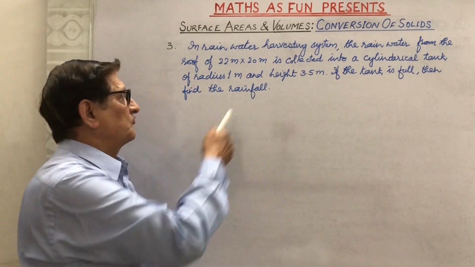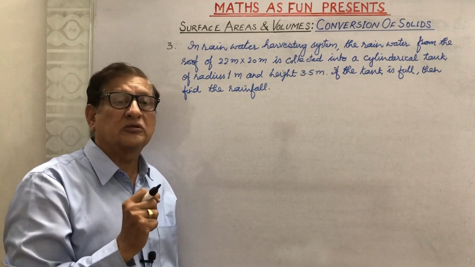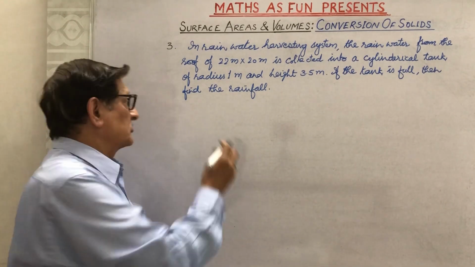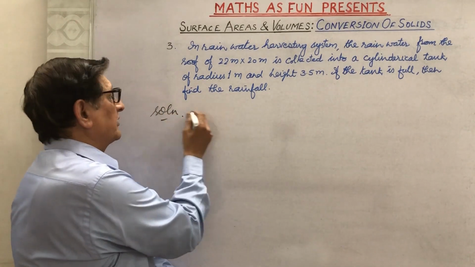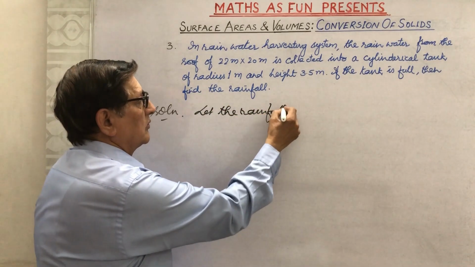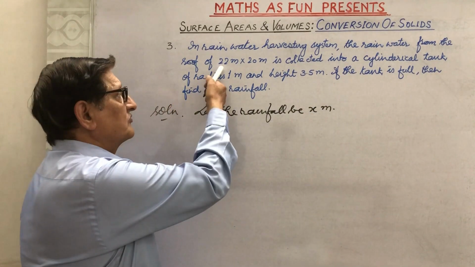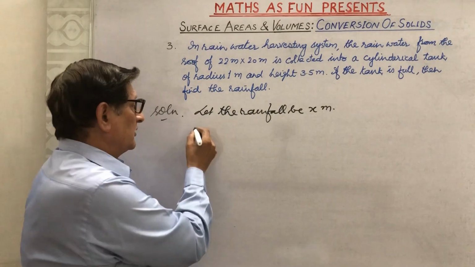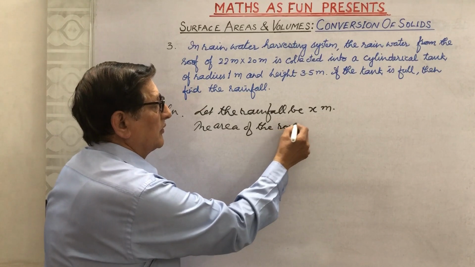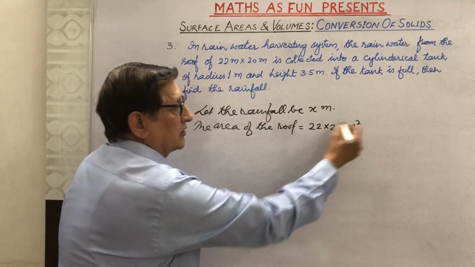If the tank is full, then find the rainfall. The rainfall means we have to find out the height of the water which is collected on the roof. So for the solution, we write here, let the rainfall be x meters. The dimensions of the roof, the area of the roof, is given to us as 22 into 20 meters square.